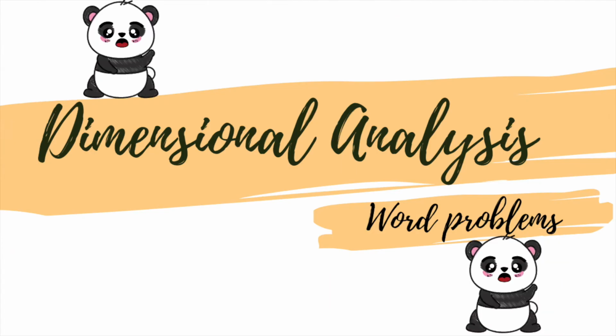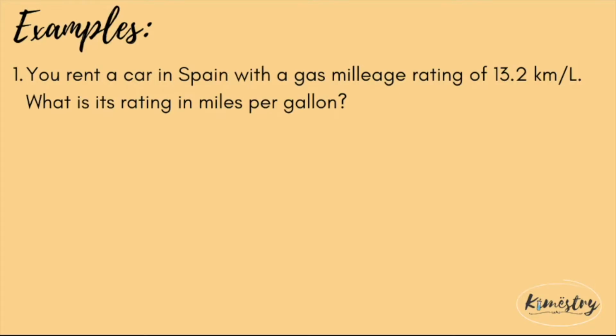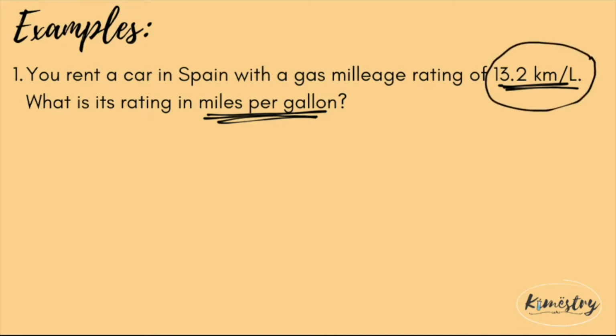Today's video, I'm going to go over some word problems, so let's get to it. Example number 1. You rent a car in Spain with a gas mileage rating of 13.2 km per liter. What is its rating in miles per gallon? So basically, this question is just to convert 13.2 km per liter to miles per gallon. You would have 13.2 km per liter and they wanted mile per gallon.